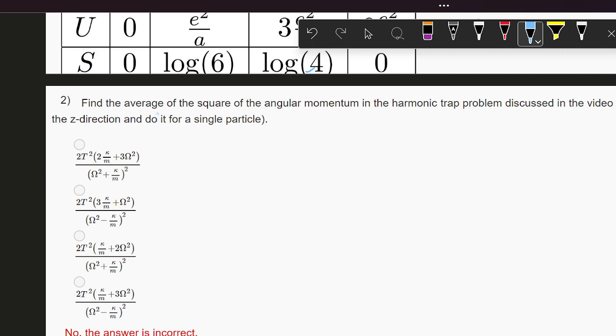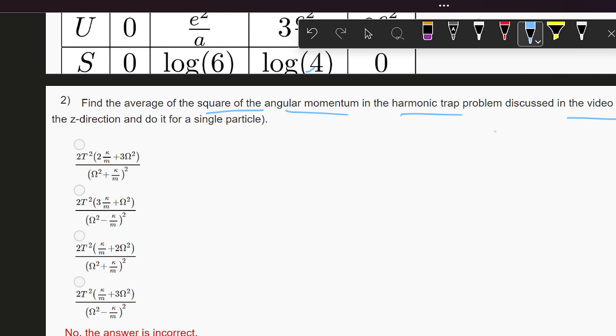It is said in the question to find the average of the square of the angular momentum in a harmonic trap problem. So always in a question, first focus on what the system is that they have asked you about, and in this case the system is a harmonic trap. You can find that they have discussed the same problem in video tutorial number 2, but there different questions were asked, and the question asked in this assignment had not been asked there, but the idea of the problem is given in tutorial number 2. You can check that out.